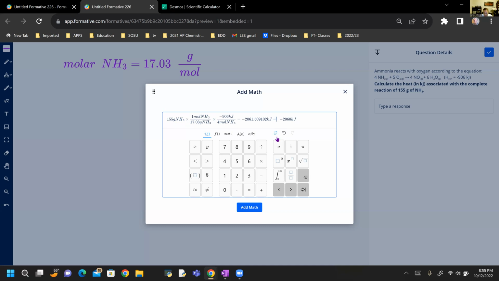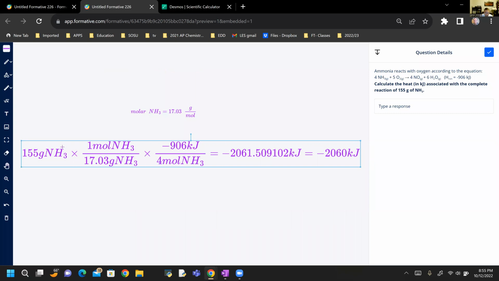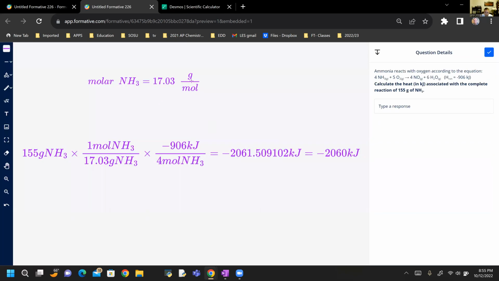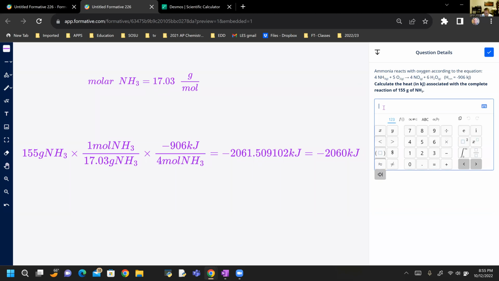All right, and so there we go. And that takes that into account. Sometimes if you go in and out, it fixes the sizing on that. Not a big deal. You would make sure you put your answer in here and your unit.